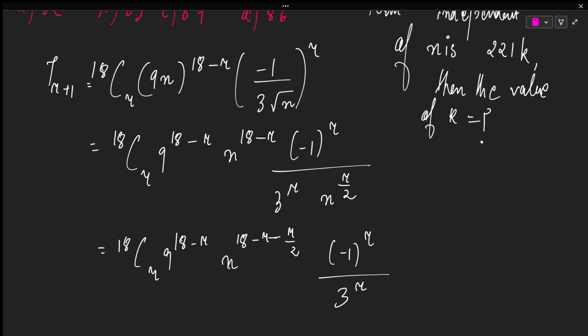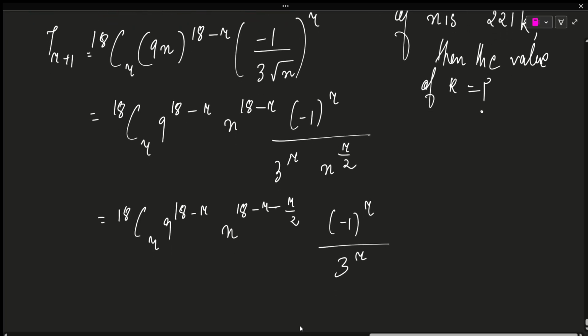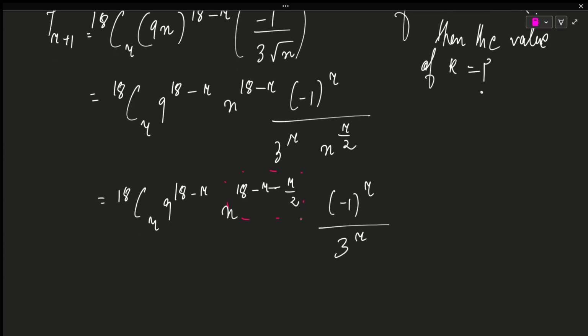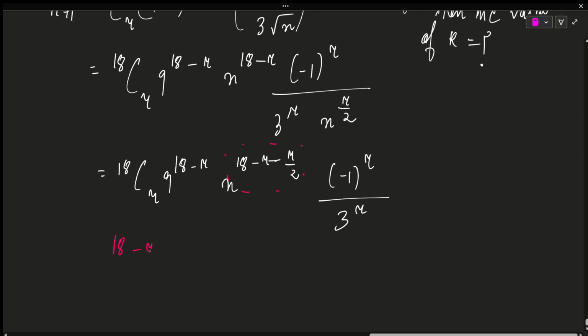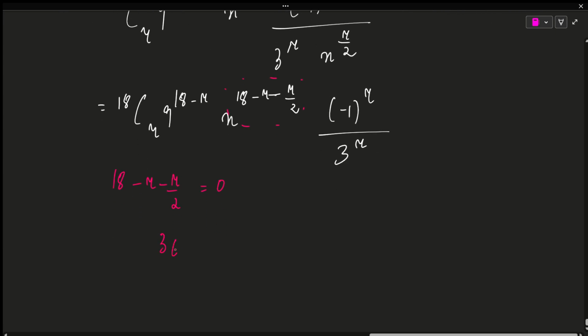Now basically what I'm gonna do is I'm gonna equalize my power with 0. So I'm gonna write 18 minus r by 2 is equal to 0. So this will be 36 minus 2r equal to 0. Oh sorry, minus 3r equal to 0. So this is gonna be 36 is equal to 3r, so r will be equal to 12.